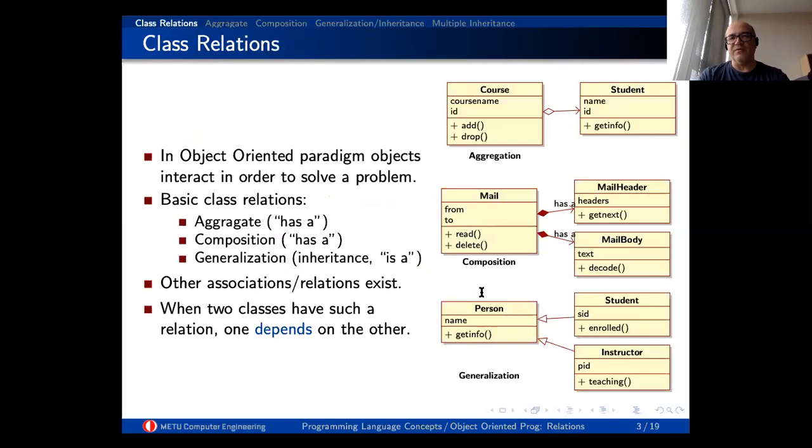The second relation is the composition. Actually, this first slide had an example of that. The mail example. A mail consists of a mail header and a mail body. And you cannot have a mail without a header, or you cannot have a mail body without a mail, and so on. So it is not natural to have a mail without mail header and mail body. And when the lifetime of mail is over, its header and body is over. Or when lifetime of mail body is over, actually mail is not containing a valid value anymore.